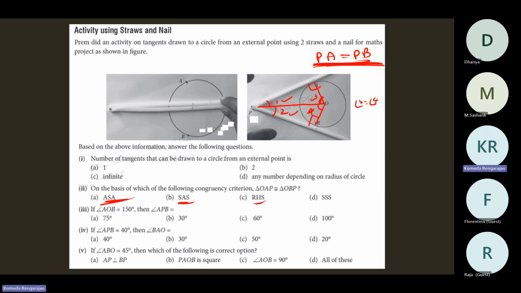ASA means two angles and the included side. Now two angles we don't have; we can't use this angle and this angle. We have only one angle. So it cannot be ASA. SAS, okay, we can use only this side and this side, because this side we cannot use. That's what we are trying to prove. This side is equal to this side. So we can use this side and this side, and this is the included angle. But that information we cannot use now. So it cannot be SAS. It is not SSS, so it is RHS.